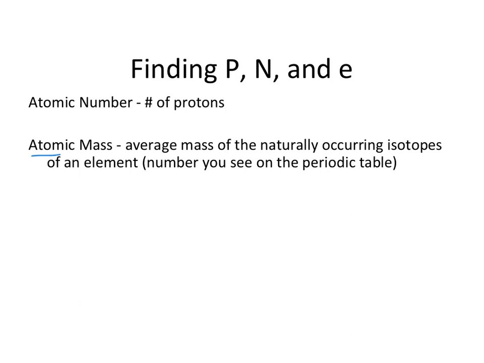Okay, atomic mass. Like I said earlier, this is the average mass of all of the naturally occurring isotopes of an element. We're going to talk more about this term isotopes in a minute, but it's the average mass of all of the atoms of that element that we find on Earth. And we look at that average. So this is that number that we see on the periodic table.